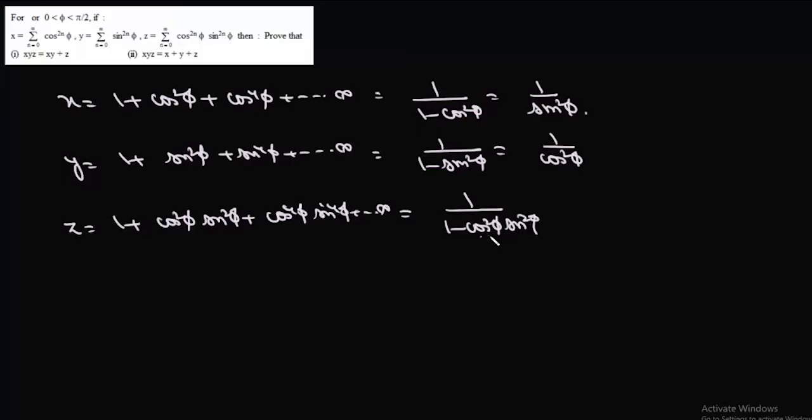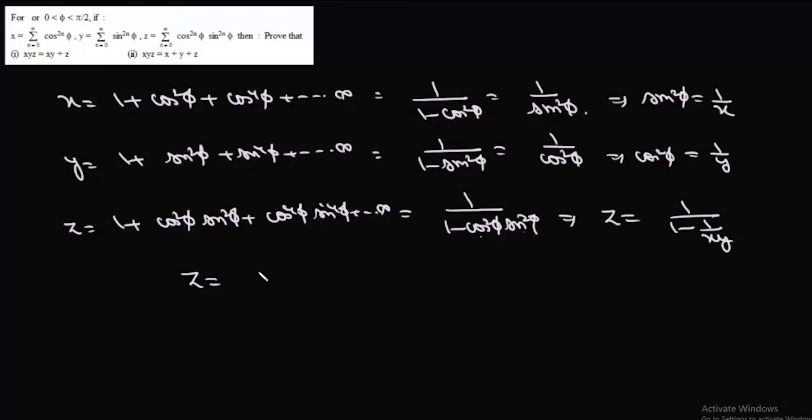Now what we'll do is we'll put the value of cos square phi and sin square phi. So from here we can write sin square phi as 1 by x and cos square phi as 1 by y. So from here we can write this z is equal to 1 upon 1 minus 1 upon xy, or z is equal to xy upon xy minus 1. So from here we can write this xyz is equal to xy plus 1, which is what we need to prove in this first part.